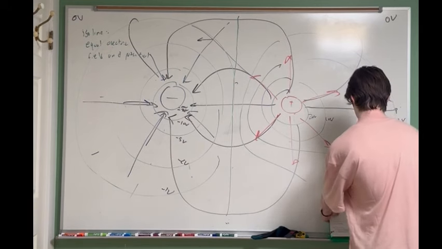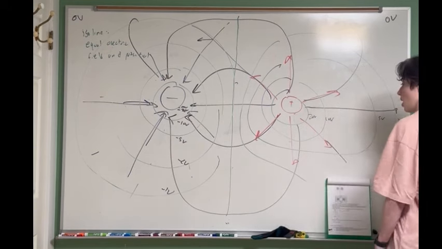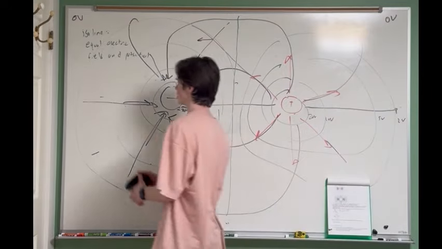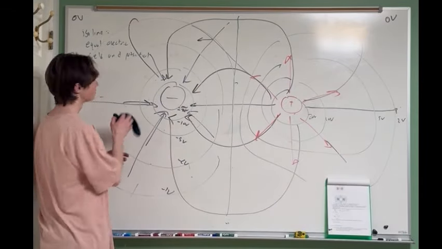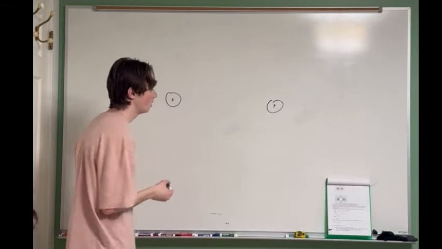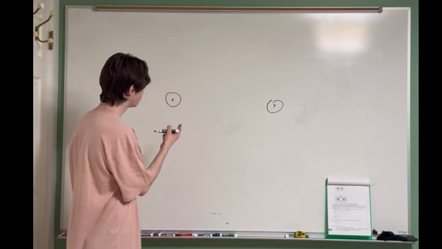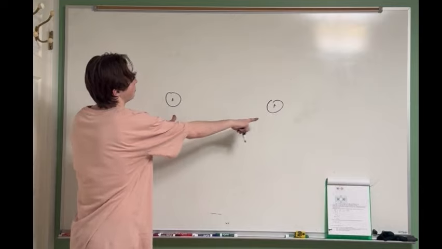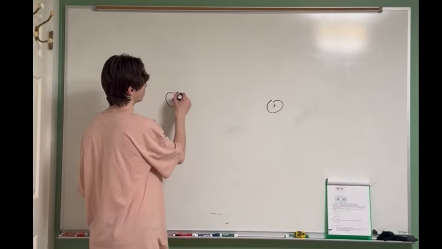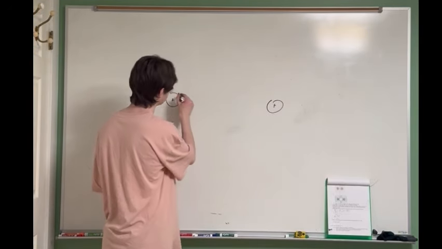Cool. Okay, you guys have this all down? Just so you know, if we have two positives or two negatives, then the electric field lines are going to look slightly different. They're going to look like this.